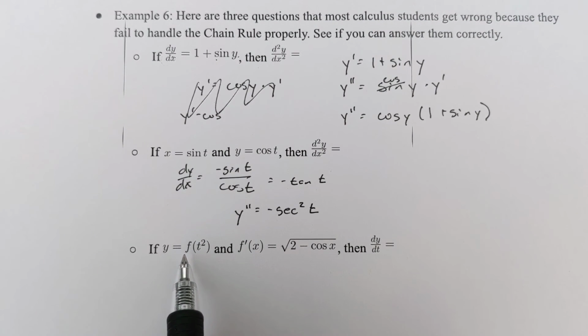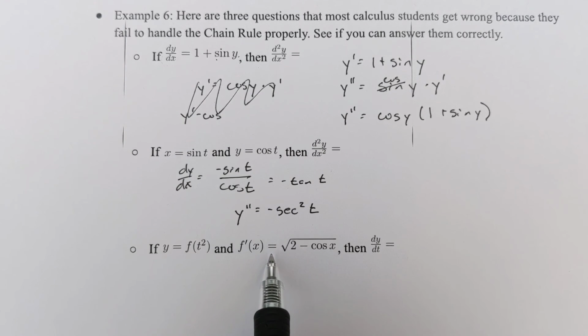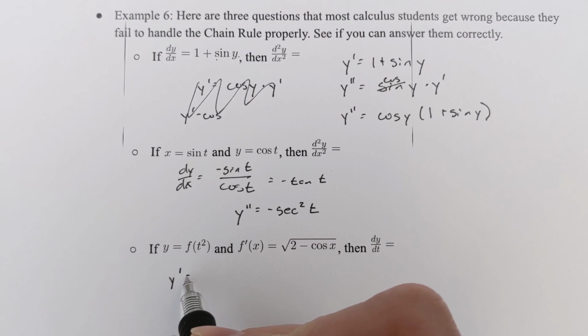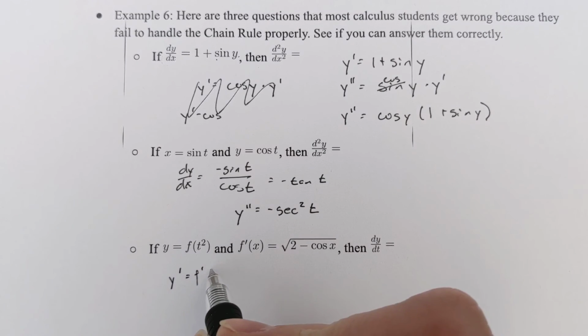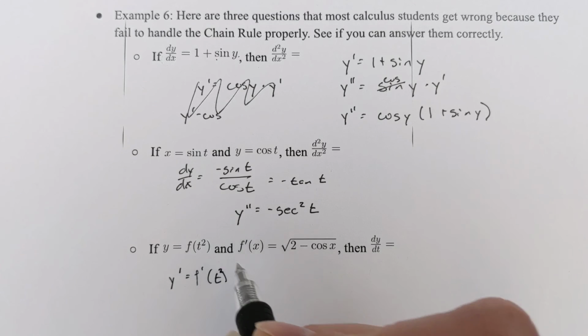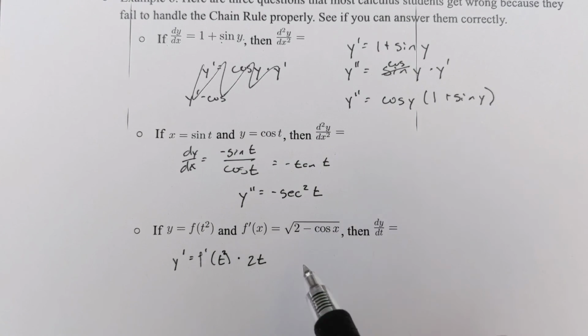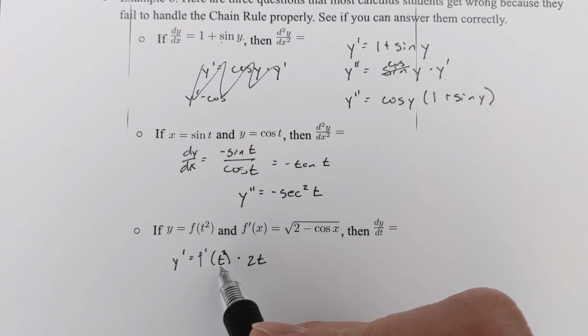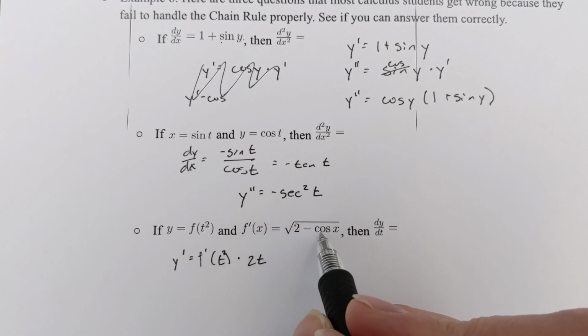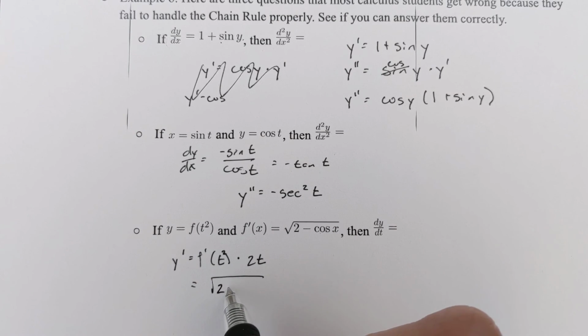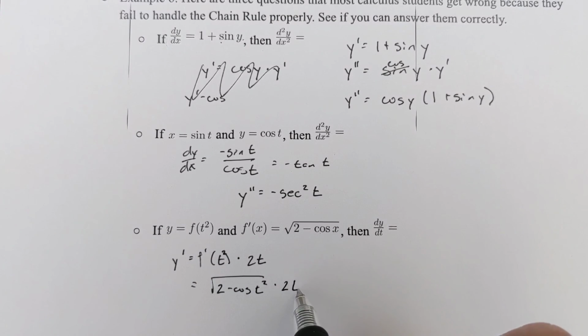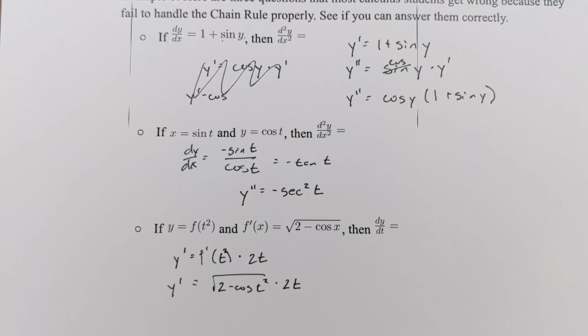Okay, so if y equals f of t squared and f prime is equal to this, then dy/dx, okay? So y prime is equal to, so we take the derivative of the outside, so f prime of t squared times the derivative of the inside, which is 2t. It tells us what f prime is. I feel like there's a typo in this problem. So f prime of t squared would be, I would plug t squared into this equation. So that's 2 minus the cosine of t squared times 2t would be y prime, which brings us to the end of the section.